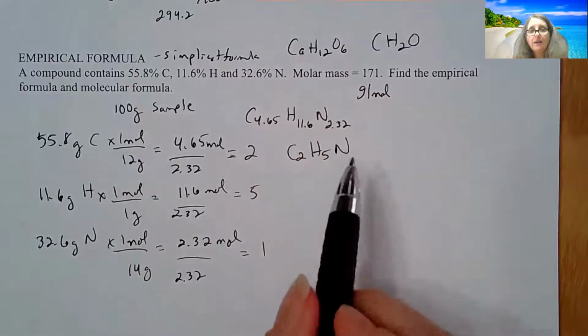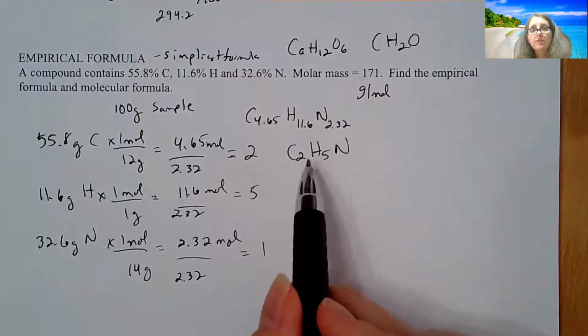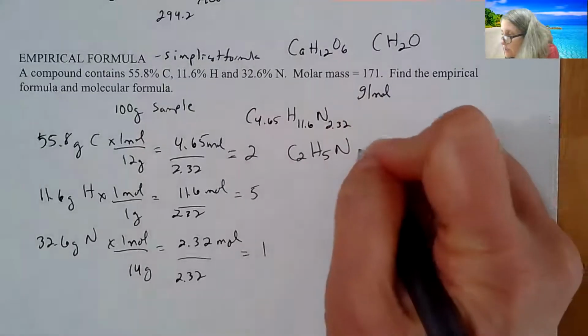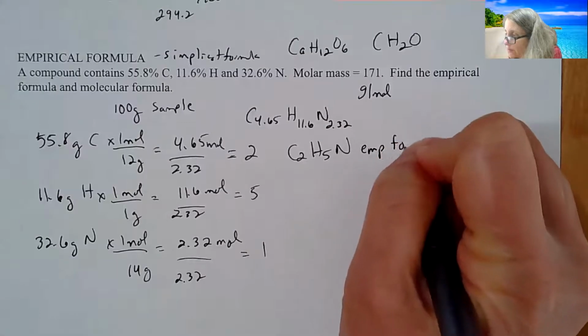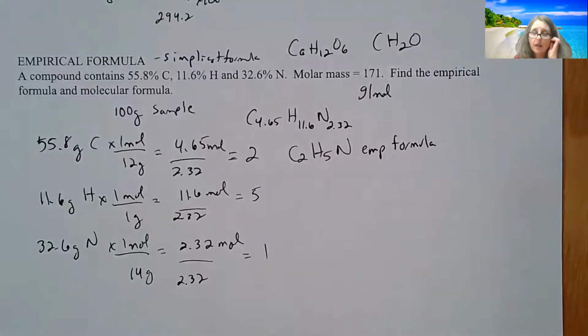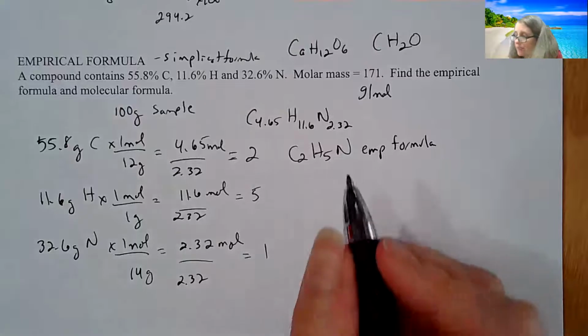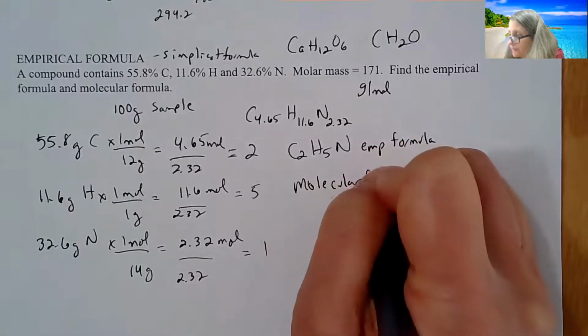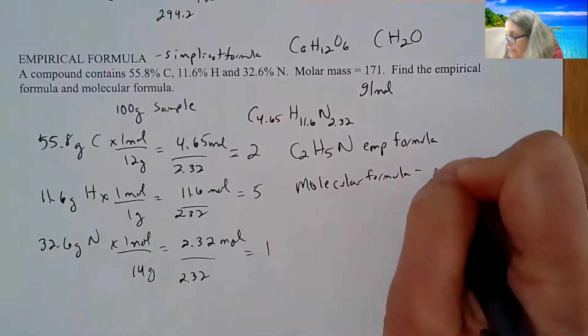C2H5N. I don't care the order you put them in, but generally speaking, carbon comes first, and then hydrogens, and then whatever else you have in that molecule. So this is what you call your empirical formula. Okay, but I want to know the molecular formula. The molecular formula is how it exists in nature.